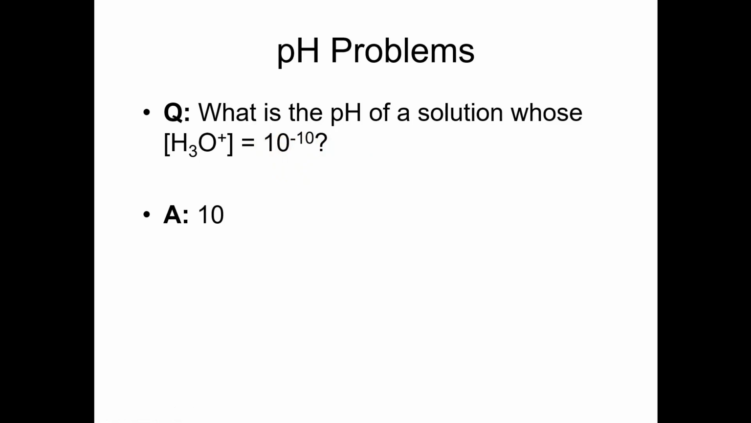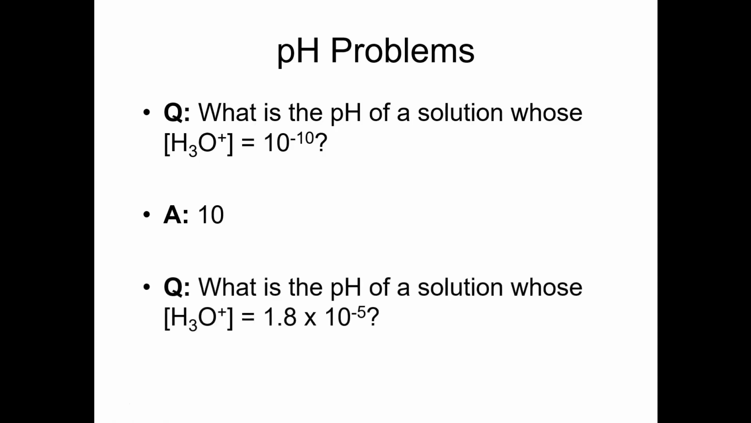Now I'll give you one that actually requires the use of a calculator. What is the pH of a solution whose hydronium ion concentration is equal to 1.8 times 10 to the minus 5th? Well, to answer that, you just need to punch into your calculator negative log and then 1.8 e negative 5. When you do that, you get 4.74. So the log of 1.8 times 10 to the minus 5th is negative 4.74. Therefore, the pH is equal to 4.74. So that's how you calculate pH if you know the hydronium ion concentration.